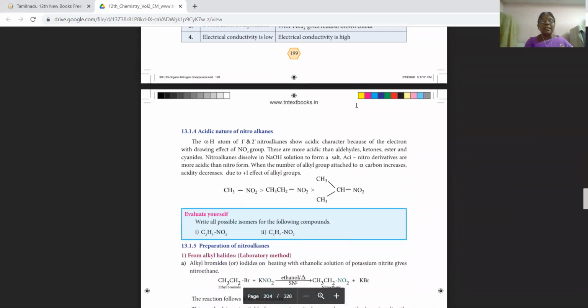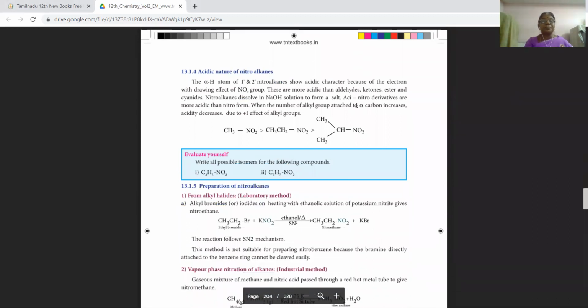Next, we are going to see the acidic nature of nitroalkanes. The alpha hydrogen atom of primary and secondary nitroalkanes shows acidic character because of the electron withdrawing effect of the nitro group. These are more acidic than aldehydes, ketones, esters, and cyanides. Nitroalkanes dissolve in sodium hydroxide solution to form a salt. Acid-nitro derivatives are more acidic than the nitro form. When the number of alkyl groups attached to the alpha carbon increases, the acidity decreases due to the plus I effect, that is the plus inductive effect.